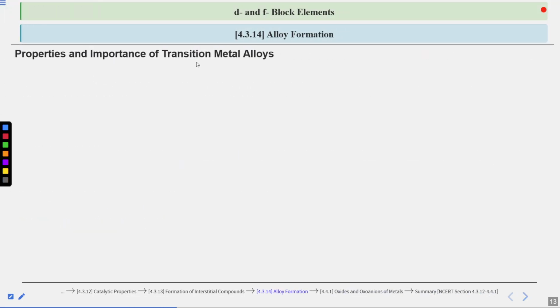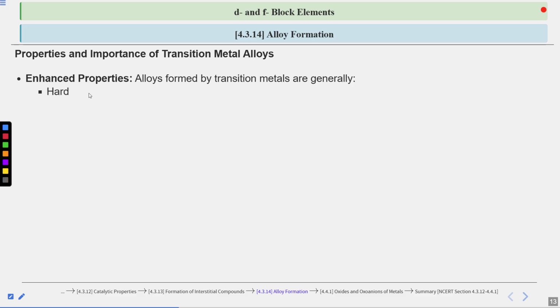Properties and importance of transition metal alloys. First thing is enhanced properties. Alloys formed by the transition metals are generally hard. They often possess high melting points. The alloys which are formed by the transition metals are generally considered hard, due to the strong bonds formed between the atoms, and their melting points are also high, again due to the same reason, the strong bonding.